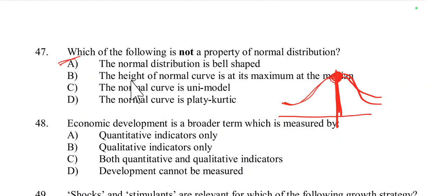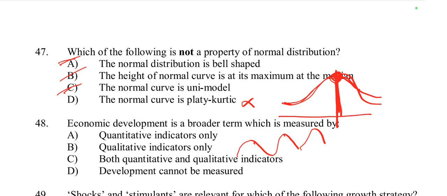Then the normal curve is unimodal. Yes, the normal curve is unimodal, meaning there is no bimodal or trimodal. Bimodal means two peaks; trimodal, three. This is only unimodal. So option C is also right. Then the normal curve is platykurtic. No, the normal curve is not platykurtic, because it is not a property of the normal distribution.